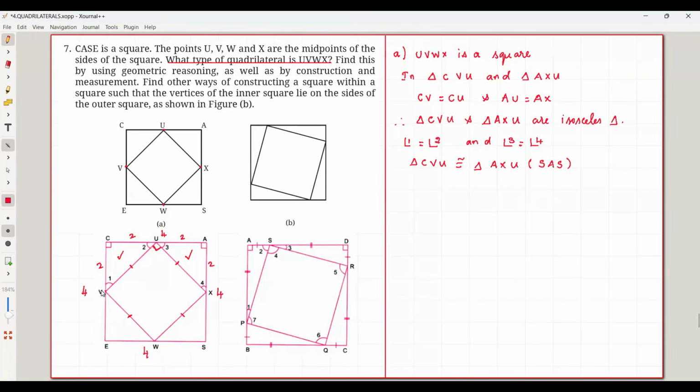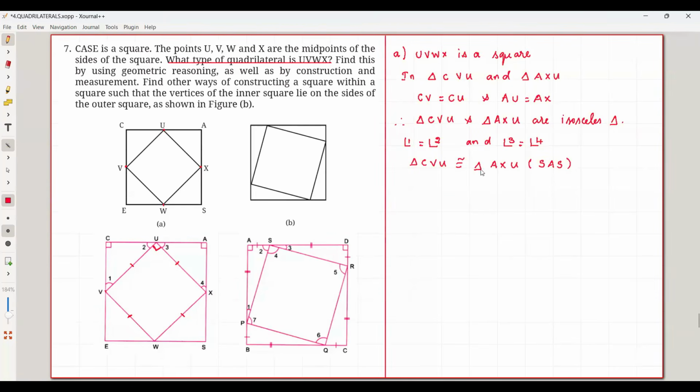So automatically, if you take this side, UV will be equal to UX. You may think it's getting confusing. The concept is we know that this is a square, but we have to give the proof of how we say it is a square. For that, we say these two triangles are congruent. If these two triangles are congruent, automatically the corresponding sides will be equal. VU will be equal to XU. Two sides are equal, so automatically all the sides will be equal. And one more thing we have to prove: one of the angles is also 90 degrees.